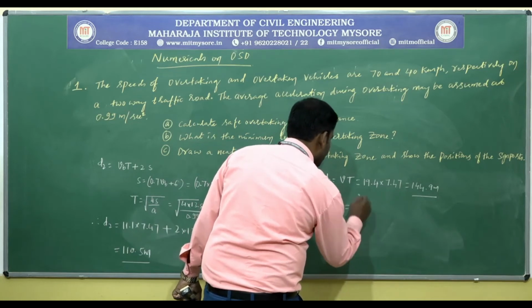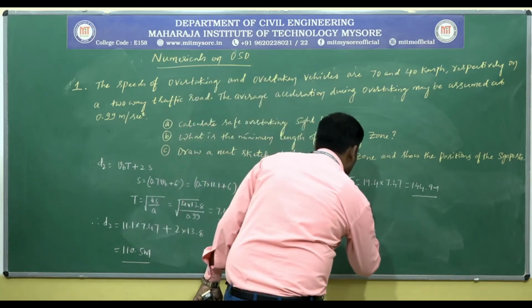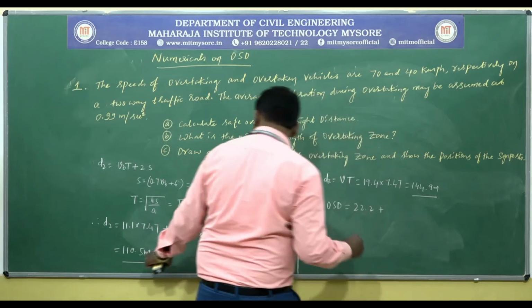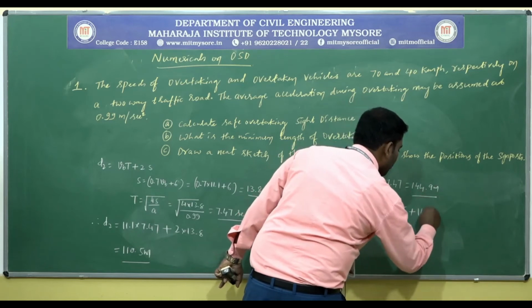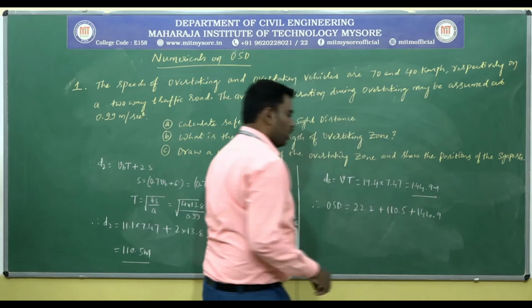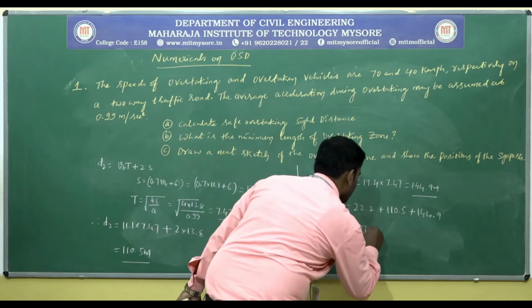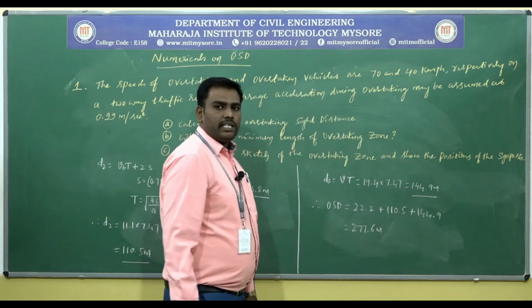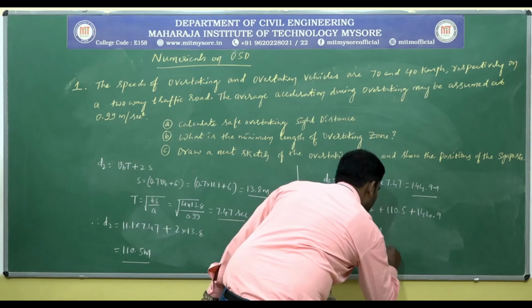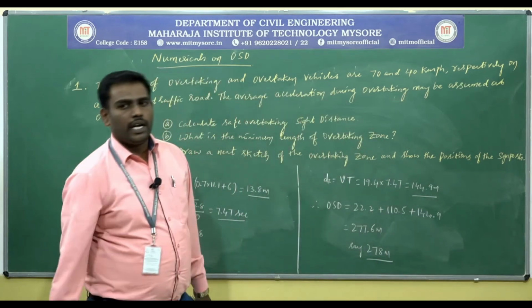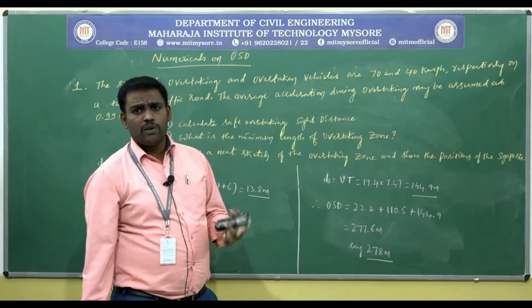Therefore overtaking sight distance OSD is equal to D1 plus D2 plus D3. D1 is about 22.2, D2 is 110.5, plus D3 is about 144.9. If you add it together, you may get about 277.6 meter, say 278 meter.